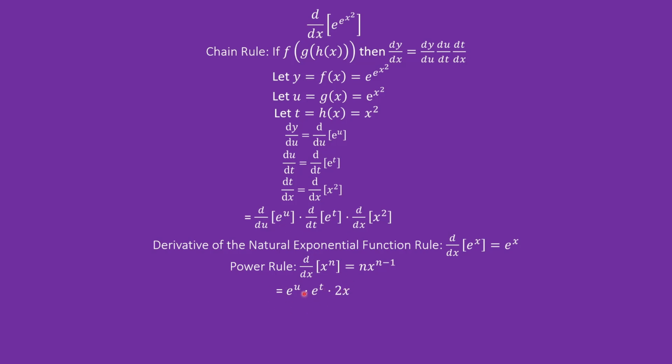now we're doing some back substitution where we take this u term and represent it as e to the x squared. We're going to put it back over here, and t equals x squared. And we'll be left with this as the final answer to this question.